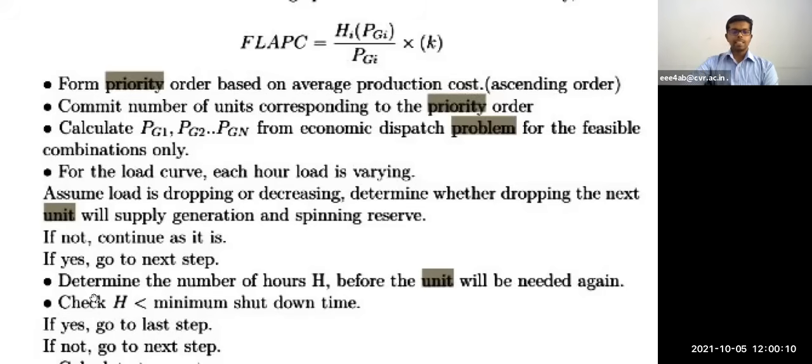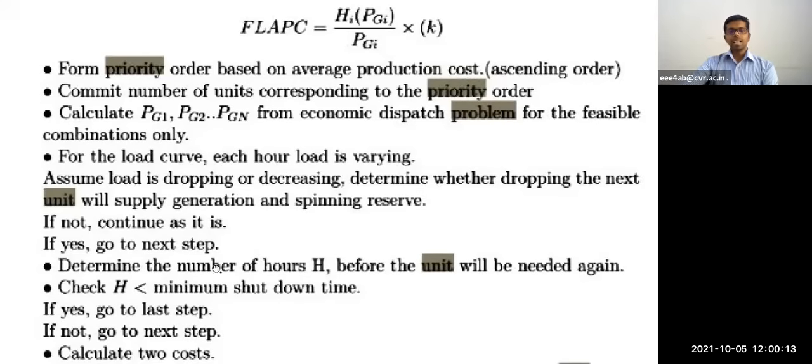Next, check whether H is less than the minimum shutdown time. There might be a minimum shutdown time for each generating unit. It is not a simple thing like a ceiling fan or a light, which you can easily switch off and easily switch on. But this is a generating unit. You should not simply switch it on and off like that.